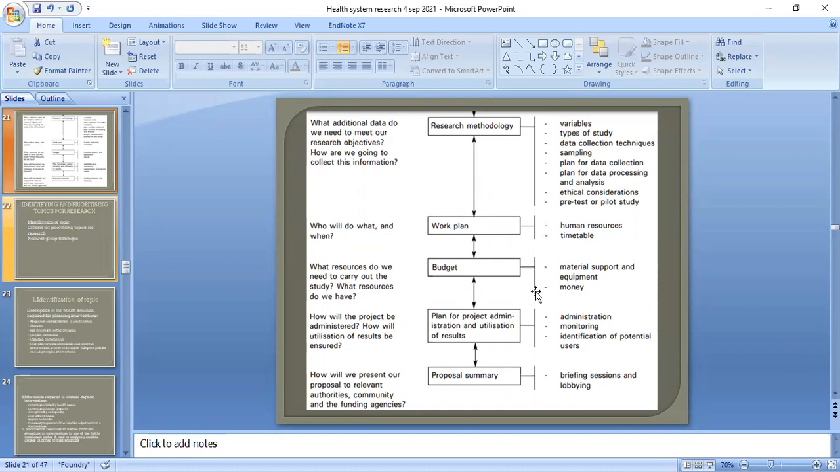The next step is the plan for project administration and utilization of results. The questions that may arise in this step are: how will the project be administered and how will utilization of the results be ensured? It involves the administration, monitoring, identification of potential users, and the last step is the proposal summary. In this, the question may arise: how will we present our proposal to relevant authorities, communities, and the funding agencies? The important elements in it are the briefing sessions and the lobbying. This is a two-way process, as the arrows are in both directions, and it is a cyclic process.